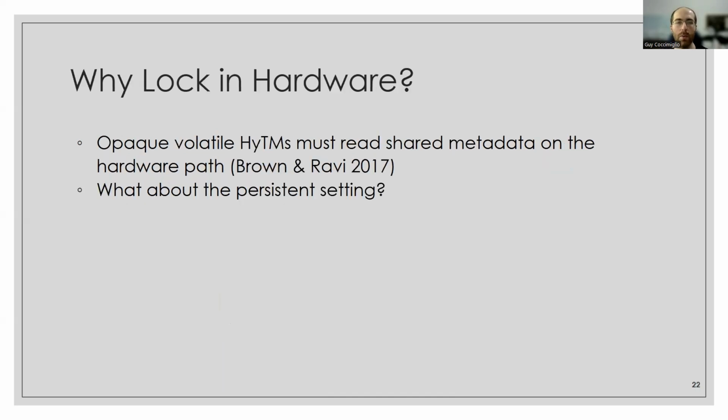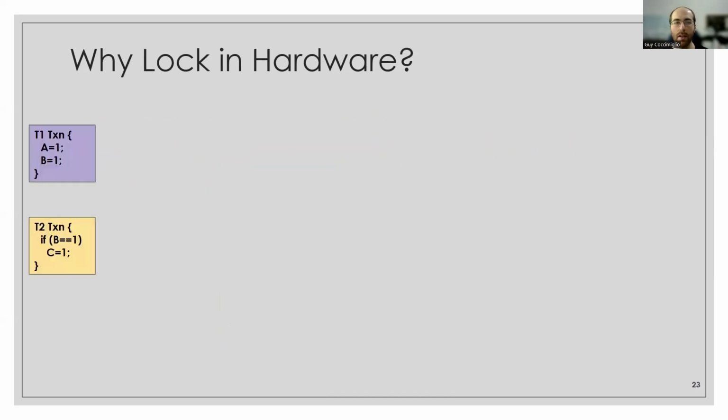Now, you might ask, why do we want to lock in hardware at all? Well, I'll first note that there's an existing result from my co-authors which says that in an opaque, volatile hybrid TM, you have to read shared metadata on the hardware path. But what about in the persistent setting? Can we have a persistent hybrid TM that does not write to shared metadata in the hardware path? Let's take a look at an example.